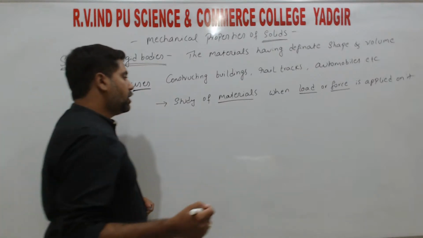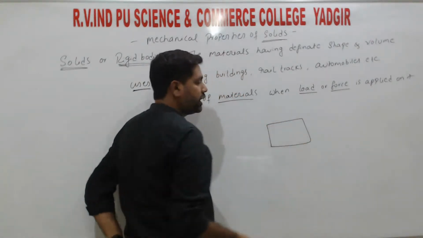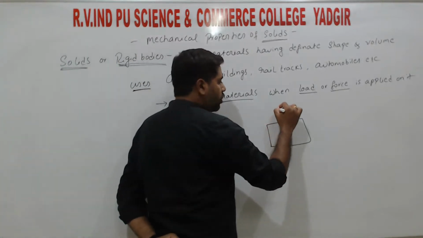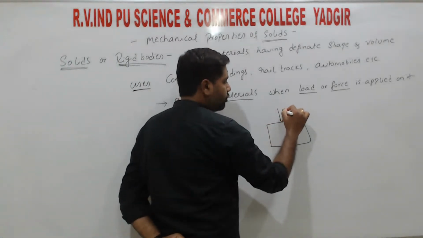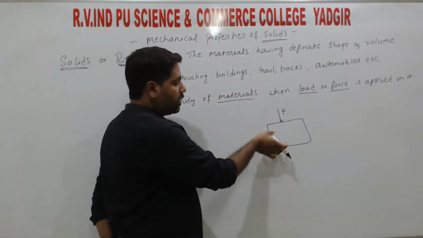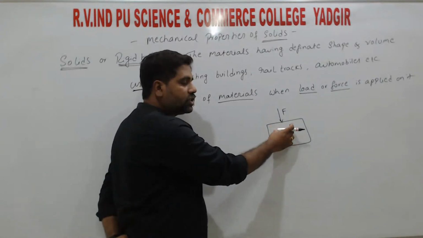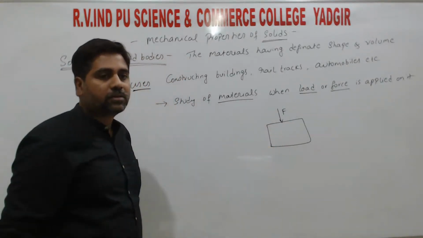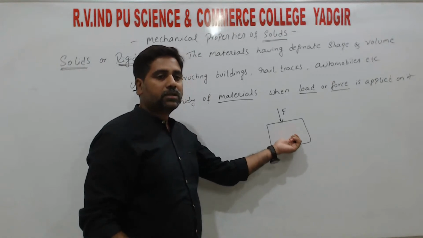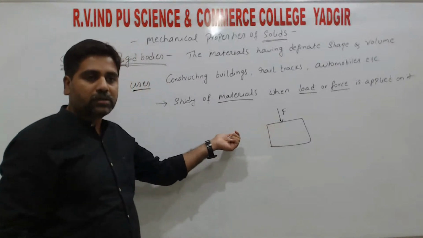So now consider one object or material. Rather than object, if we consider a material, right? So when an external force is acting onto this material or onto the rigid body, then its shape changes, right? So when we apply force, the shape of the object changes, that means the object gets deformed. So the word we are using is deform.